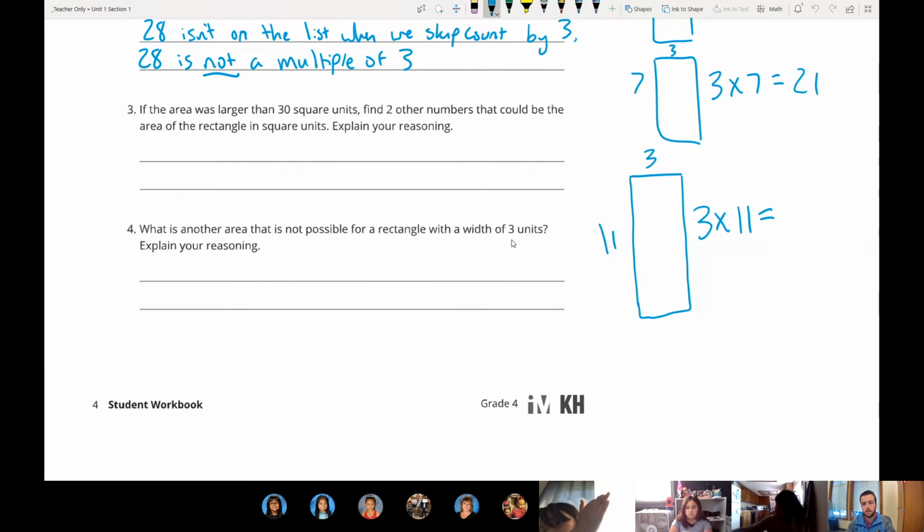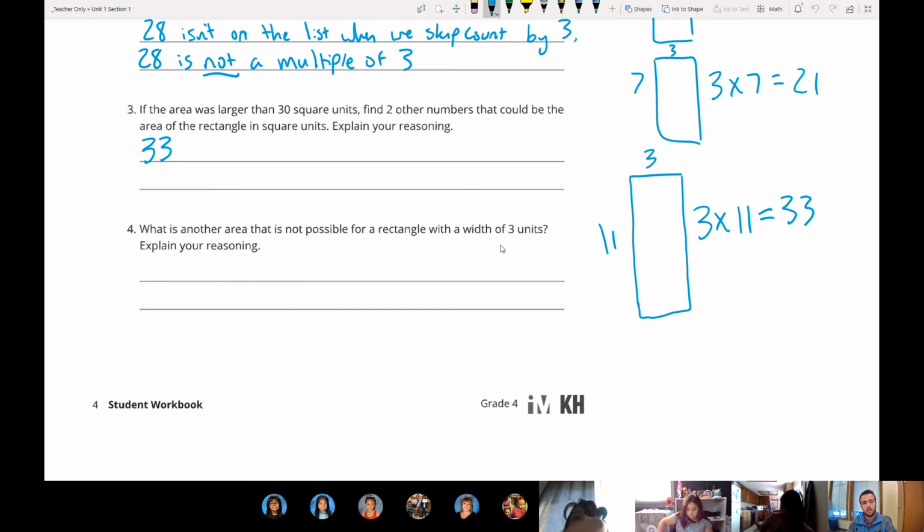3 times 11. Let's see. If we were to skip count by 11, we have 11 plus 11. 33? Yeah, 33 is the right answer. Nice work, Adelina. So that's an example of one that's bigger than 30, right? If we were to write this down, 33 is an example.